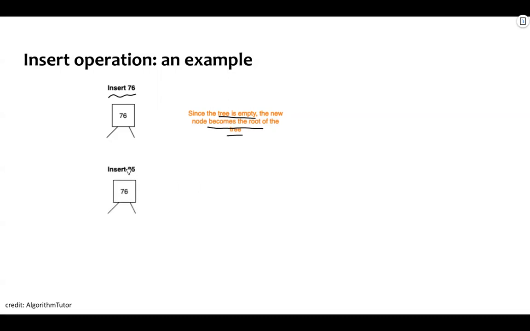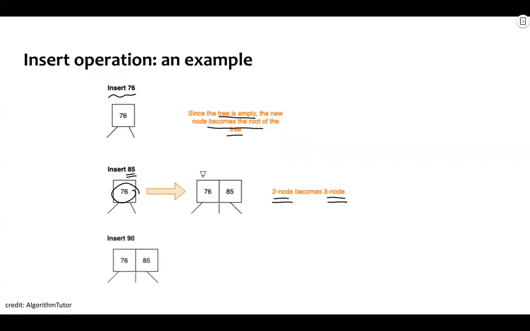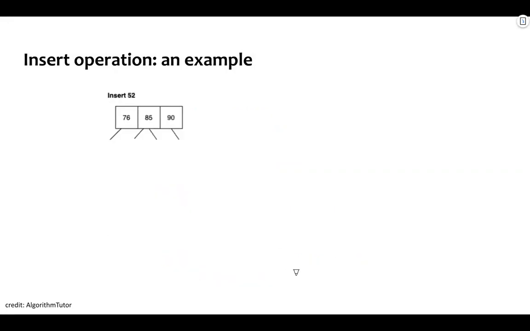And let's say we want to insert 85. Because this is the bottom node, we are going to add this 85 to this node, and the 2 node becomes a 3 node. So as you can see here, the insertion always takes place on the bottom level. And let's say we want to insert 90, then it's going to create a 4 node from the 3 node. And let's say we want to insert 52.